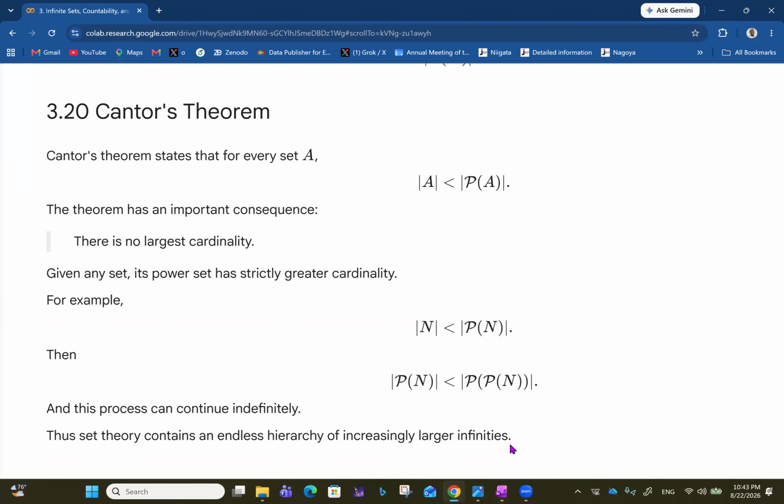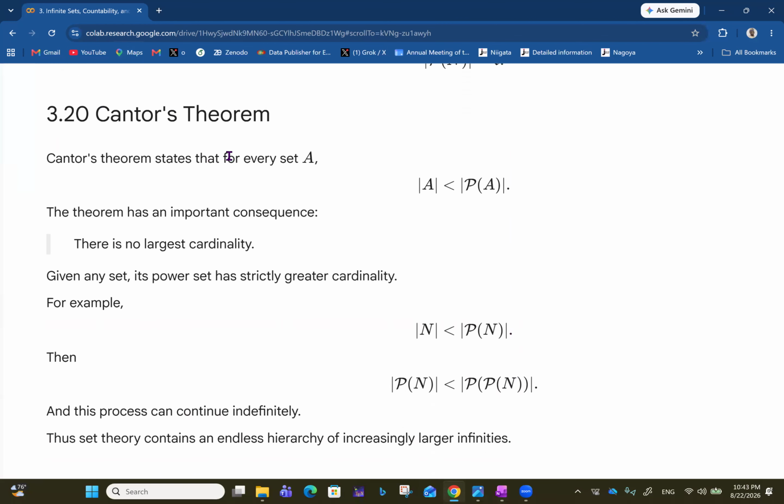And then talking about Cantor's theorem, which states that for every set A, the cardinality of A is less than the cardinality of the power set of A. So the theorem has an important consequence: there's no largest cardinality, in short. Given any set, its power set has strictly greater cardinality. For example, the cardinality of N is always less than the cardinality of the power set of N.